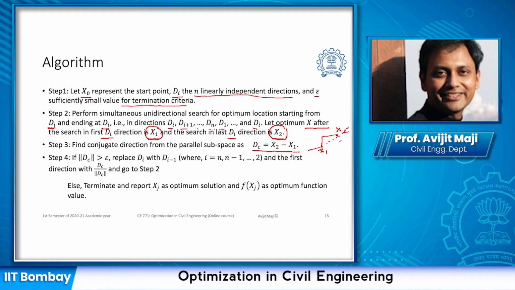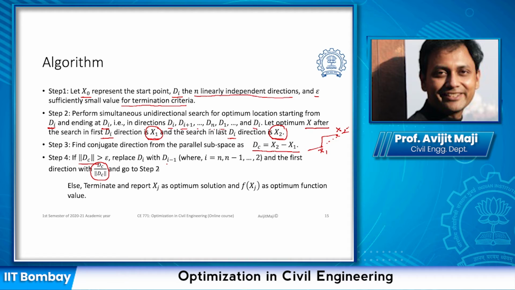Once we obtain the dc value, we have to see whether the scalar quantity of this direction is less than the precision or not. If it is not, then since we started the direction from a particular point, we need to replace the directions starting from the end. The last direction is replaced by the previous direction and so forth, and the first direction, which we haven't used here, we are going to replace after normalizing the conjugate direction.